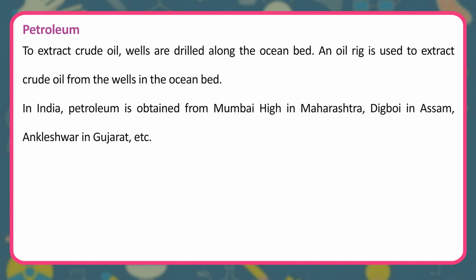To extract crude oil, wells are drilled along the ocean bed. An oil rig is used to extract crude oil from the wells in the ocean bed. In India, petroleum is obtained from Mumbai High in Maharashtra, Digboi in Assam, Ankaleshwar in Gujarat, etc.